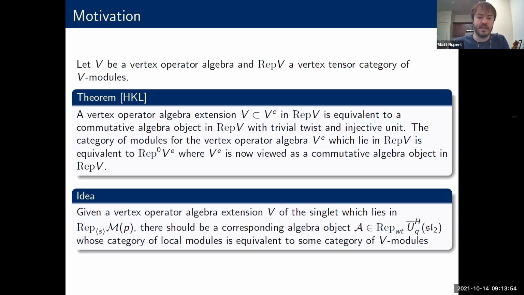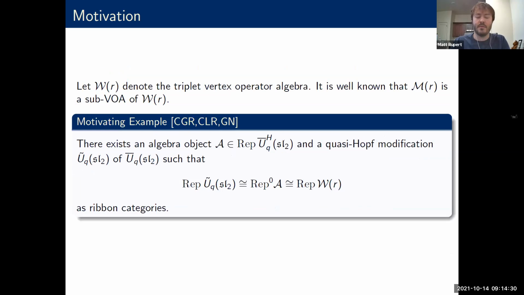So this gives you some sort of idea. If you have some sort of extension of the singlet, which lies in this category generated by irreducibles, then if this conjecture is true, there should be a corresponding algebra object in the category of weight modules whose category of local modules is equivalent to some category of modules over this extension. Okay, and the natural example to consider here is, of course, the triplet vertex operator algebra.